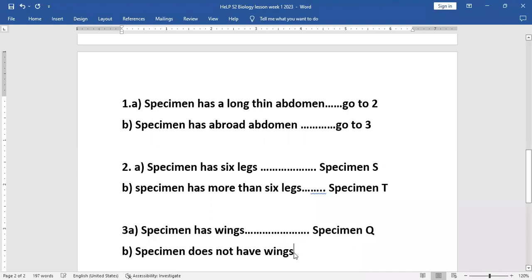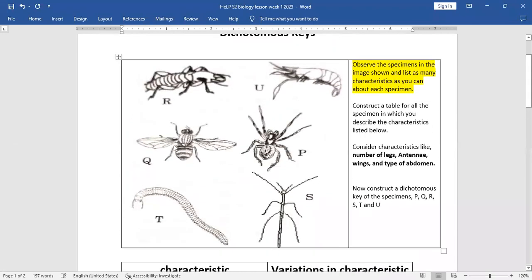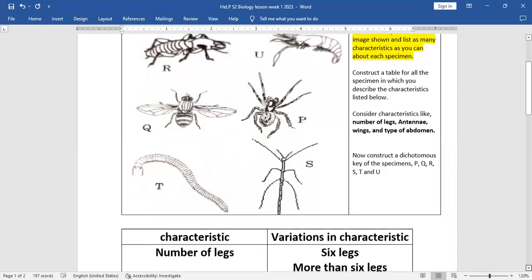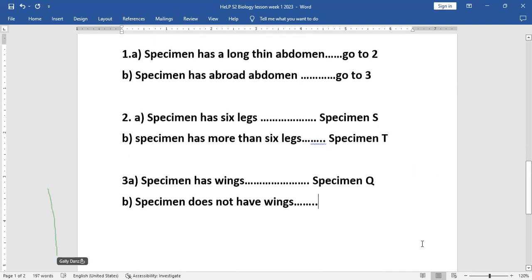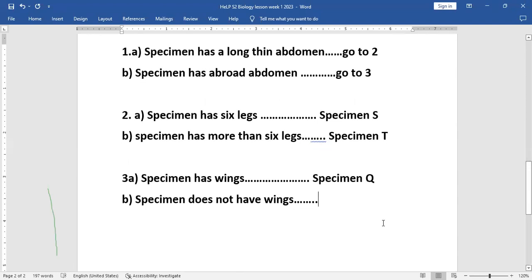Now, what about those which do not have wings? Are we left with one also? No, that's two. Check on your diagram, on your answers. So this one is out, isn't it? Yes. So we are left with 3. So what do we write here? Down here. Go to 4. We shall now tell someone to go to 4.